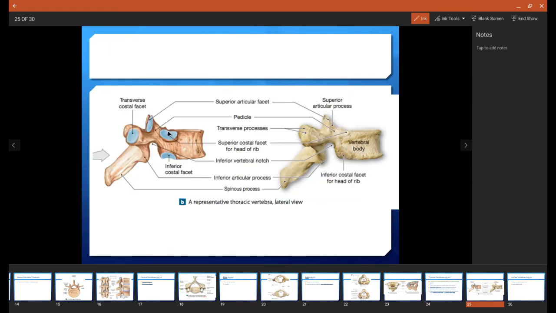So as we take a look, here is that superior costal facet, which is on the body. The inferior is also on the body at the bottom. And then the transverse costal facet, it's over here on the transverse process.